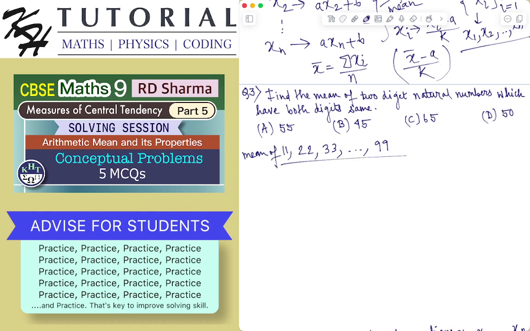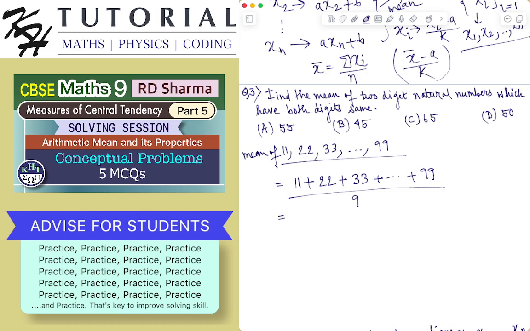The mean of these observations will be equal to 11 plus 22 plus 33 and so on up to 99. How many of these numbers are there? There are 9 numbers, so we divide by 9.